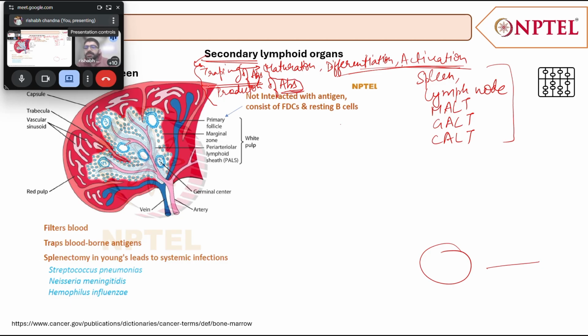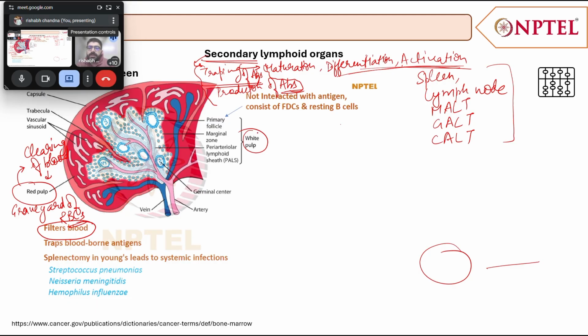Talking about its structure, it has two kinds of structure. One is the red pulp and the other one is the white pulp. Because spleen is also a graveyard of the RBCs, right? So it clears the blood from any kind of foreign particle or waste material. So the red pulp basically helps in clearing of the blood. That's why it is called the graveyard of RBC. That's why it helps in filtering the blood.